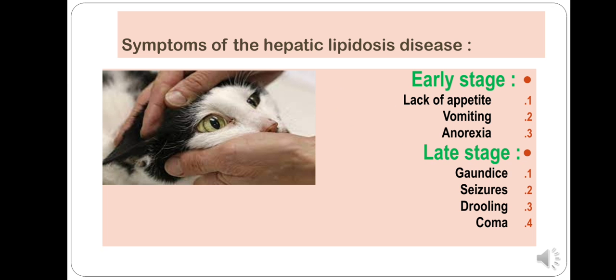Now, the early stage: lack of appetite, vomiting, anorexia. But the late stage: jaundice.